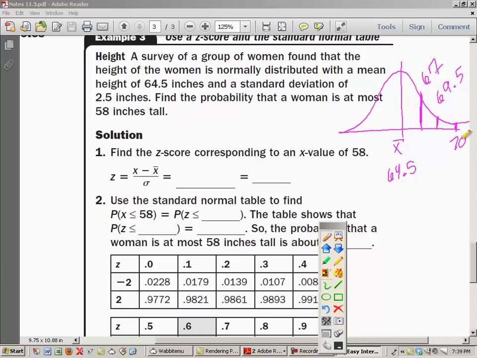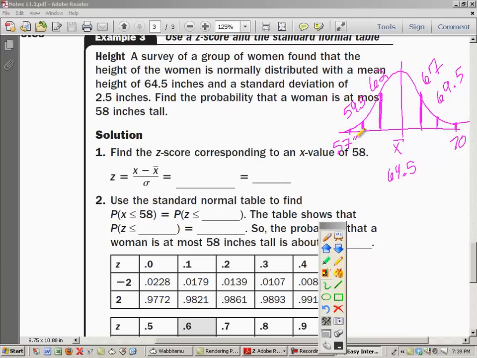Then we're going to go the other way. 1 standard deviation below would be at 62. 2 standard deviations below would be at 59.5, and 3 standard deviations below would be at 57 inches.